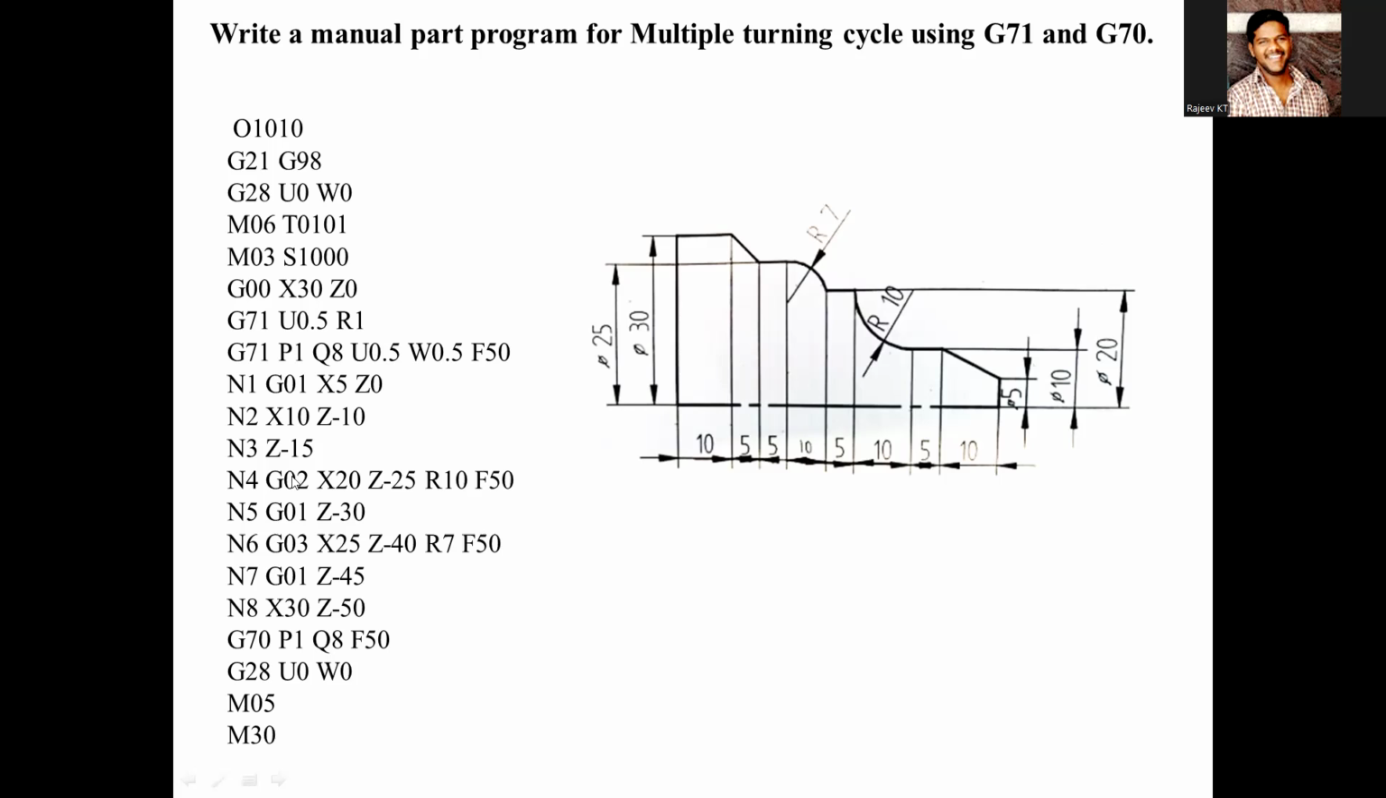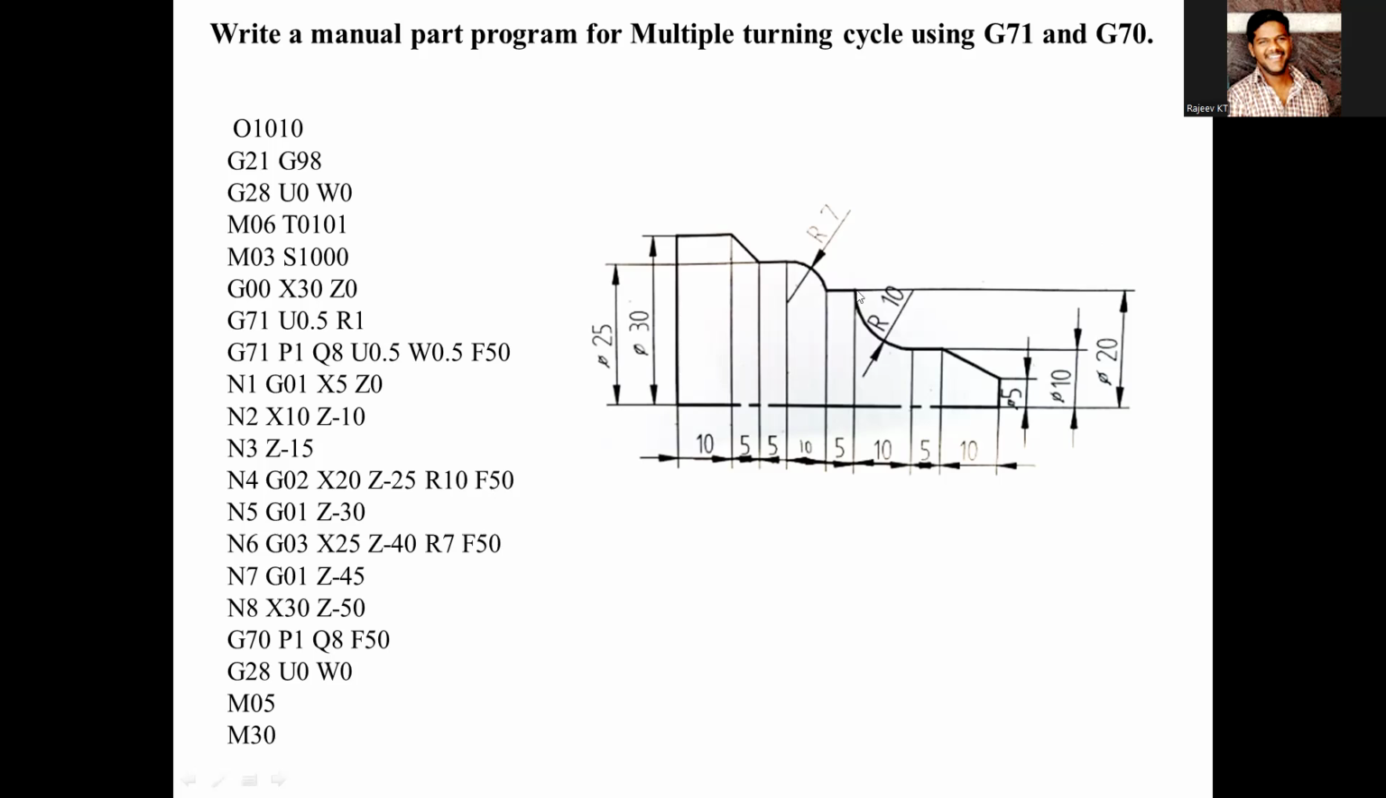G02 is clockwise interpolation, so I'll explain this line also. G02 X20 means the diameter of the workpiece at this point is X20. Next the Z depth up to this point: from here you calculate 10, 15, 25, so Z minus 25. Then the radius it has to follow. If it is given R10, I will give R10 here; R8, R11, whatever the radius is, you have to give that radius here. Next, the feed rate, at what speed the material is removed.